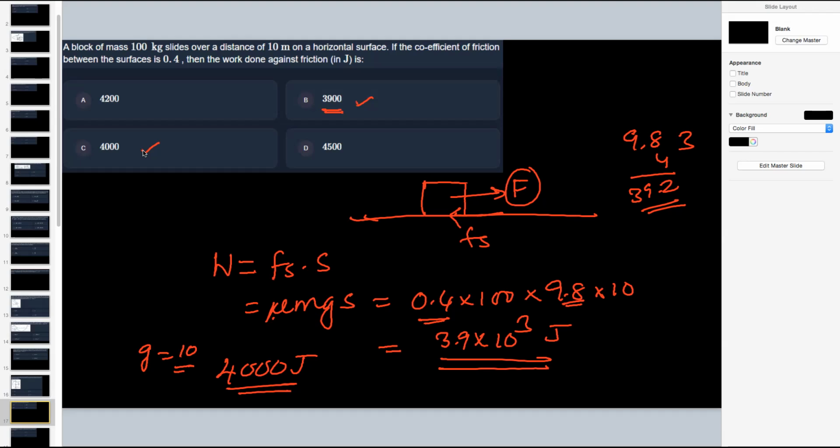Of course, here it is a controversy, whether this is the answer or this is the answer. Of course, exactly 3920 is not there, so I can take g equal to 10 and select it. But be careful, the value may be given in the instructions. You go through the instructions before writing the exam. Okay. Now we go for the next question.